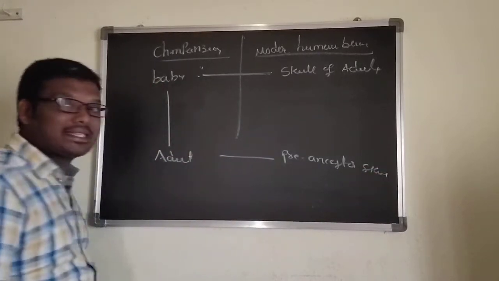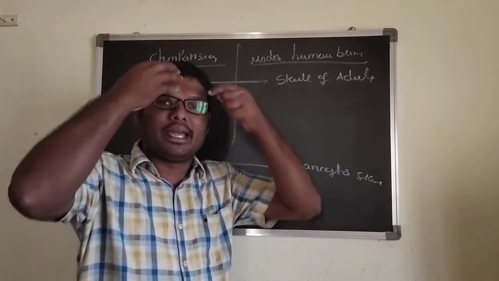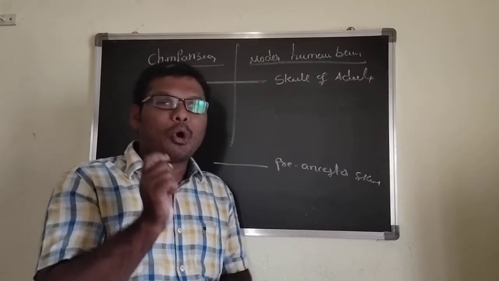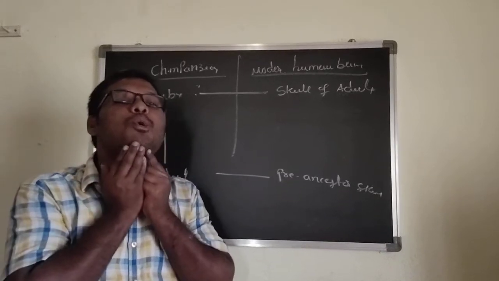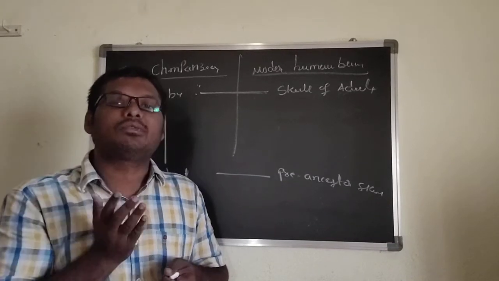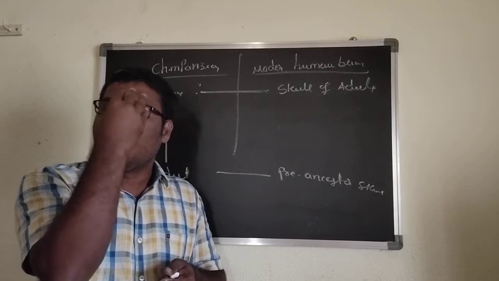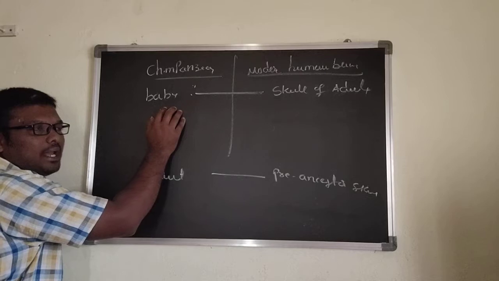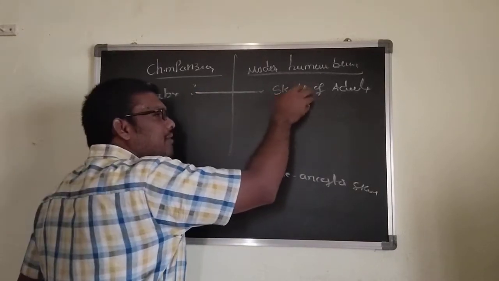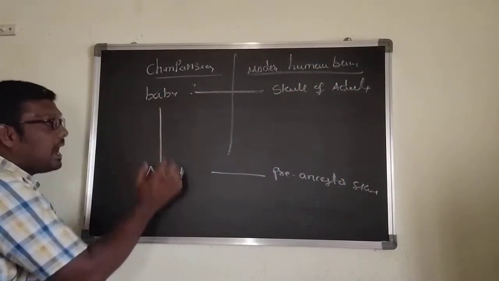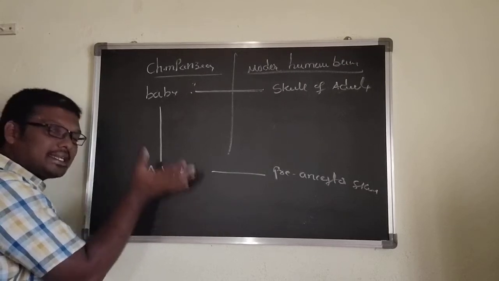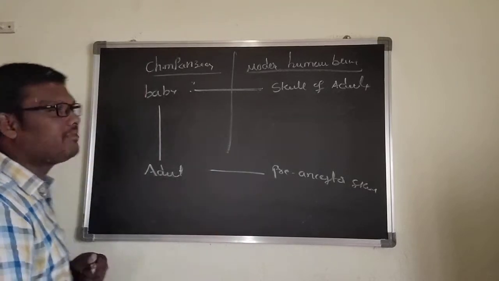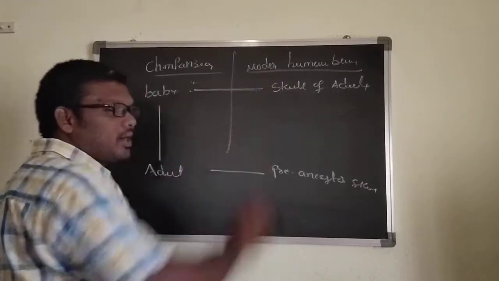Here the previous ancestral skull means you can observe they have brow ridges and a prognathous face. Prognathous means the mandible is protruded out like this, and this region goes deeper. That's why the baby chimpanzee's characters look like the skulls of present human adults, and the adult chimpanzee's skull looks like our pre-ancestor skulls. That is the comparison between the chimpanzees and the modern human beings.